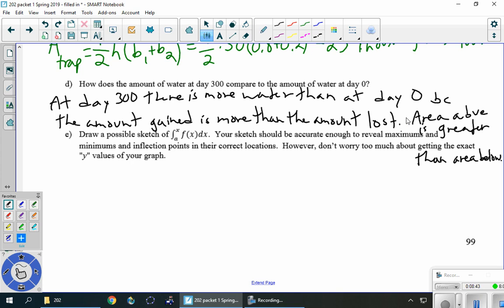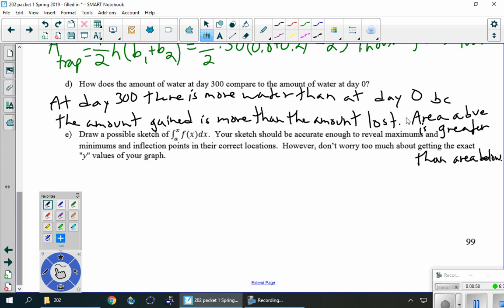E, draw a possible sketch of the integral from a to x of f of x dx. Your sketch should be accurate enough to reveal maximums and minimums and inflection points in their correct locations. However, don't worry too much about getting the exact y values of your graph. Okay, so let's draw a graph here.